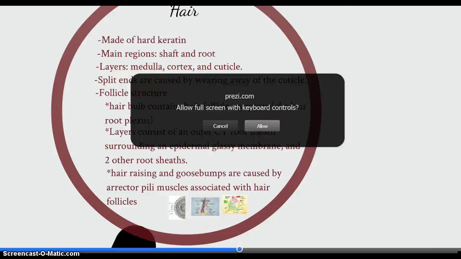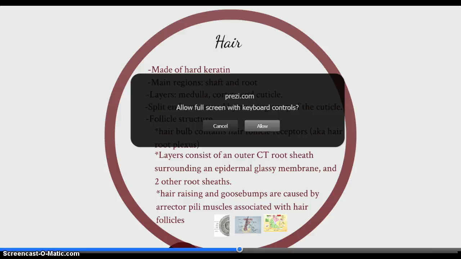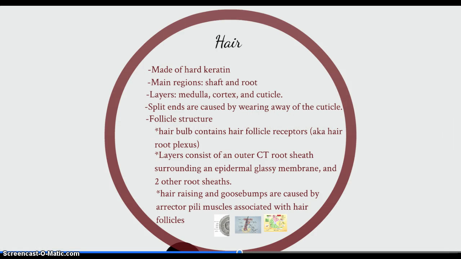Alright guys, so let's continue from where we left off last time. We were talking about the hair and its structure. We mentioned the hair bulb, or actually we're talking about the follicles, my bad. We were talking about the hair bulb, the layers, and the goosebumps from the erector pili muscles.